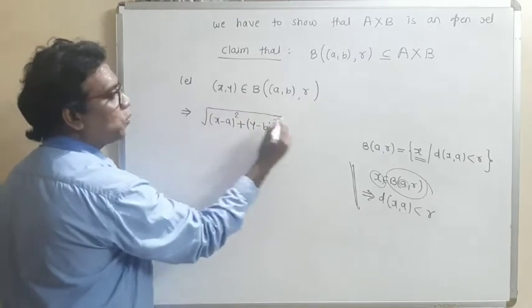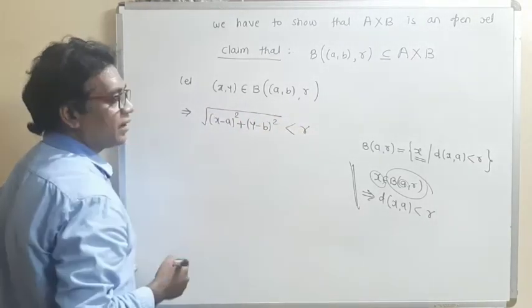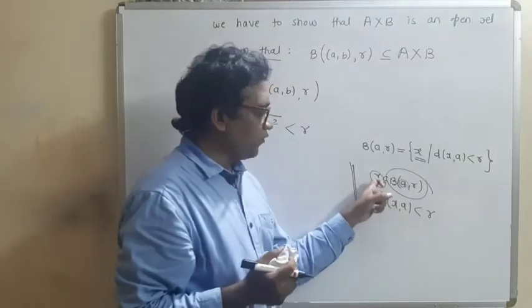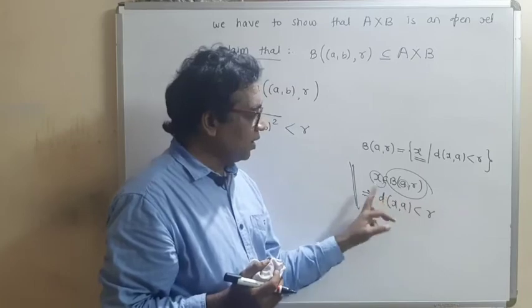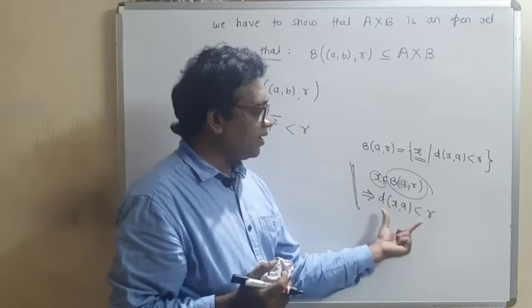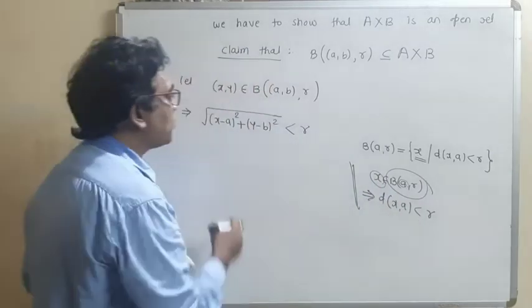Distance between these 2 points, this is less than radius. This is the same concept. If X is an element of the open sphere B(A, R), then what is this condition? Distance between X and A less than R. We are using the same concept.